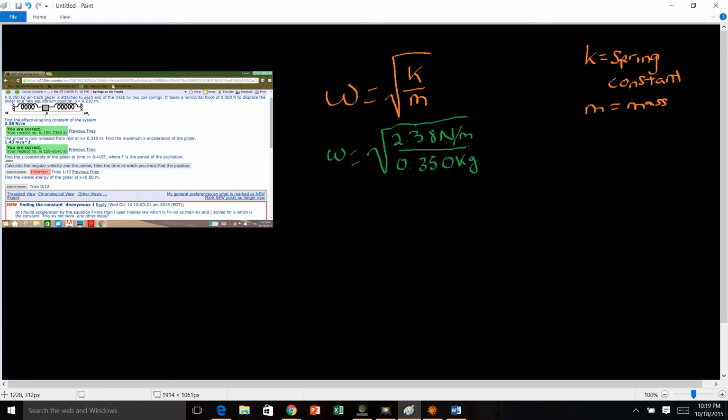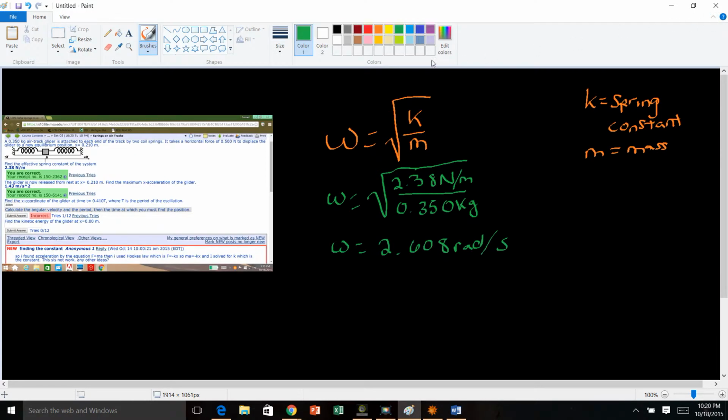So when we plug that into the calculator and solve the square root, we get our angular velocity to be 2.608 radians per second. And when you calculate your angular velocity, remember that your units are in radians per second. Alright? So now it says, and then the time at which you must find the position.